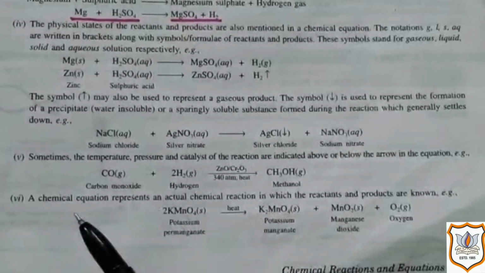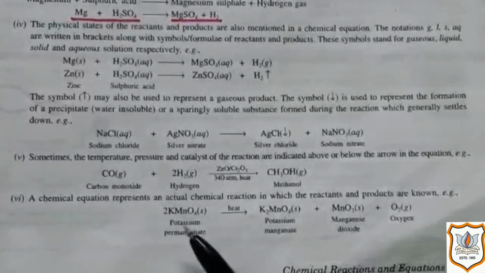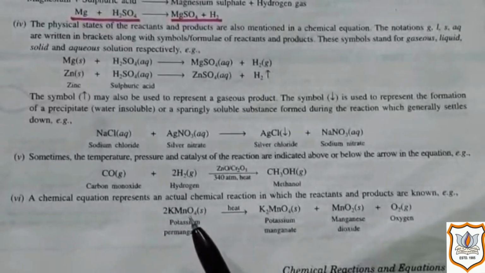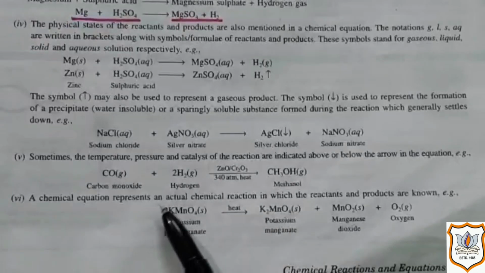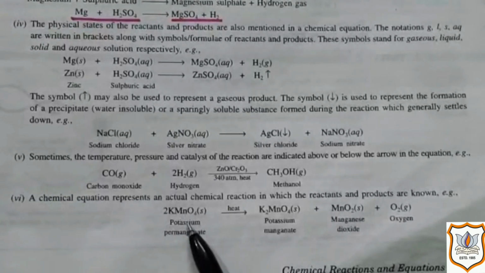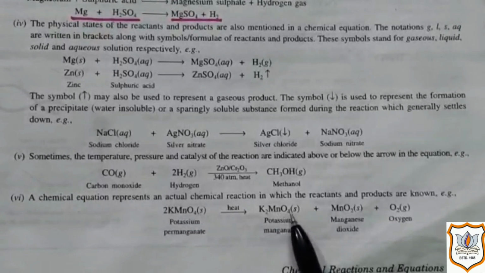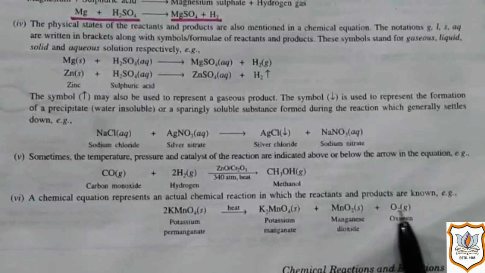And in the last step, according to the law of conservation of mass, a chemical equation should be written in a balanced form. So we can write a chemical equation like this: 2KMnO4 gives K2MnO4 plus MnO2 plus O2.